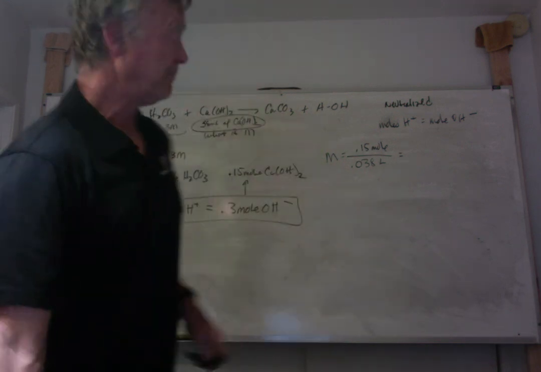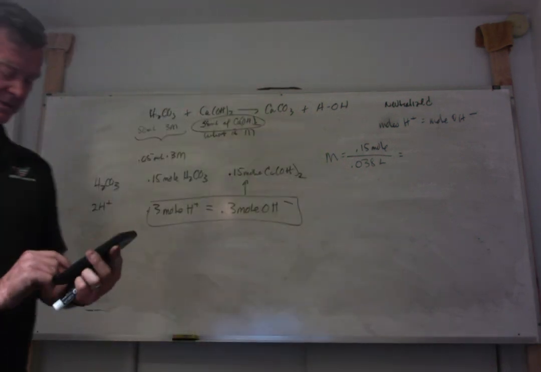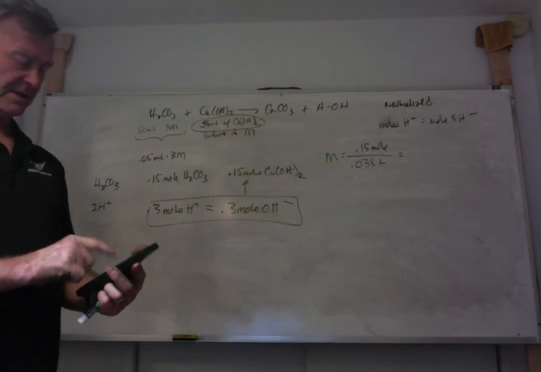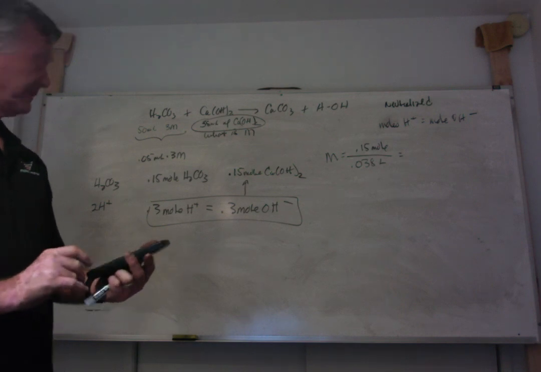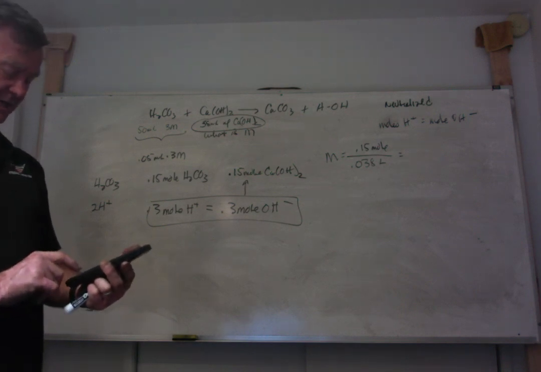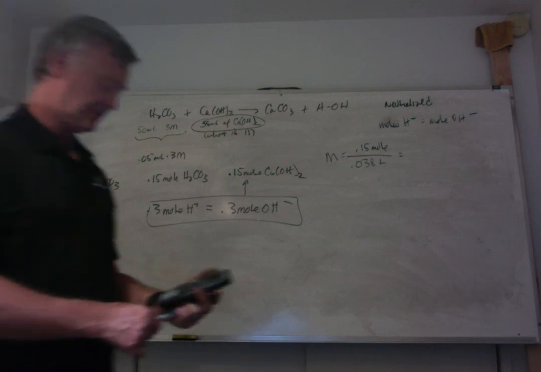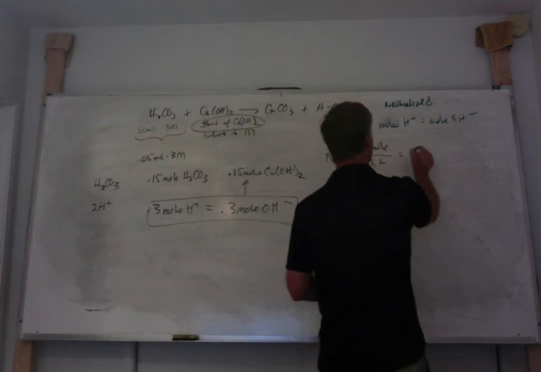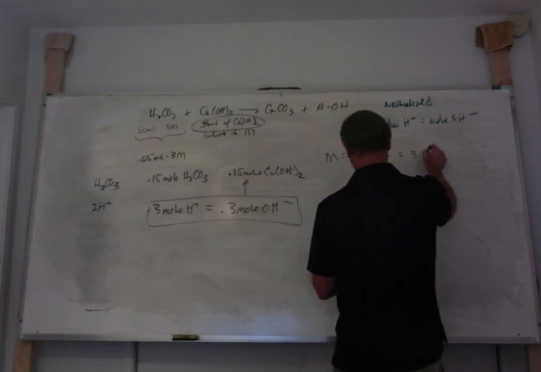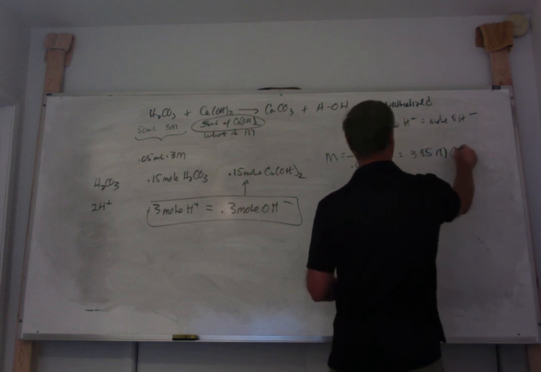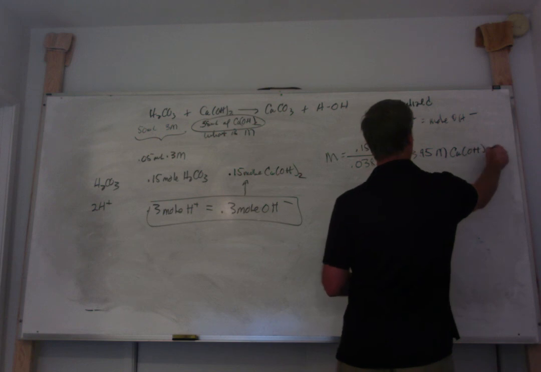And this would end up being 0.15 divided by 0.038. And that would be 3.95 molar solution of calcium hydroxide.